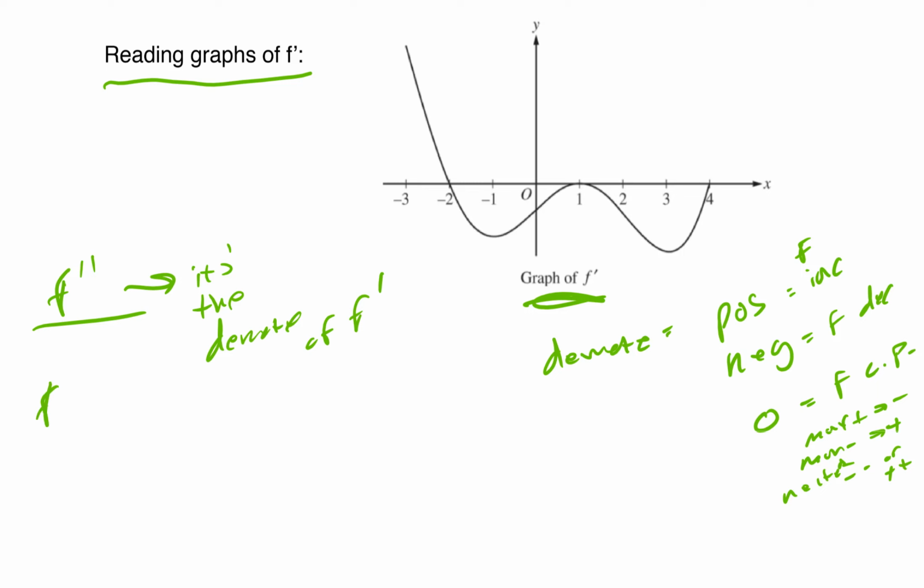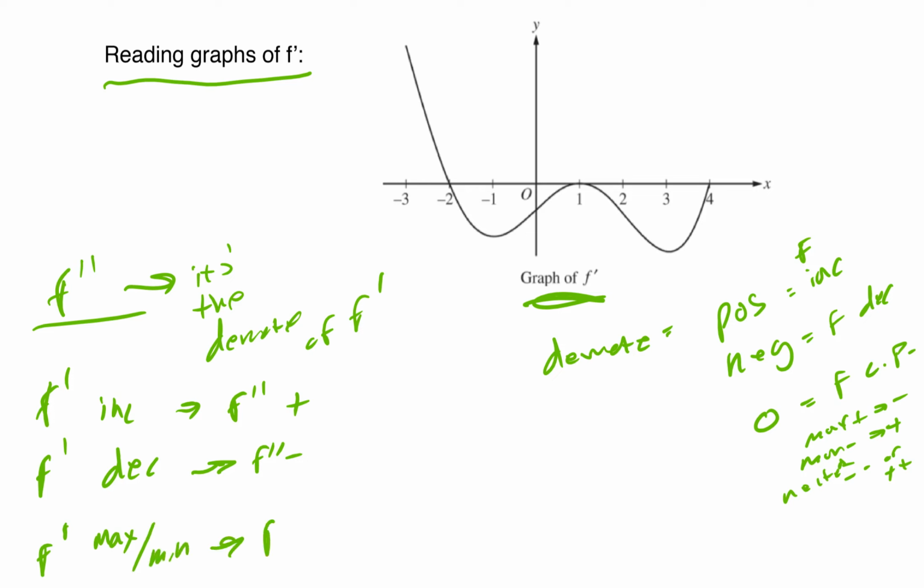So what does that mean? When f prime is increasing, f double prime is positive. When f prime is decreasing, f double prime is negative. Right? So where this graph is decreasing, that means its derivative is negative. Where this graph is increasing, its derivative is positive. When f prime has a max or min, that means f double prime has a critical point, which for f double prime means an inflection point. So if I was looking for the inflection point in my original graph, it's where this graph has the min and max.